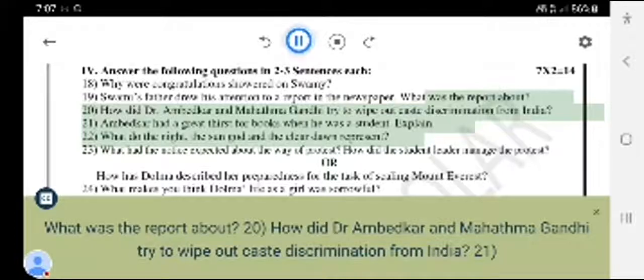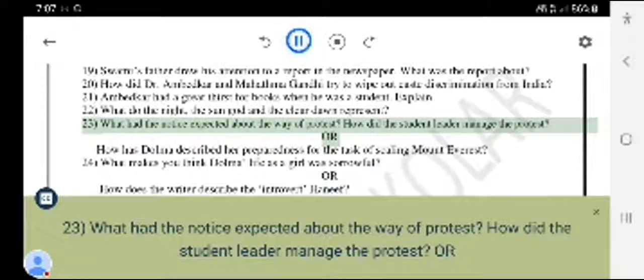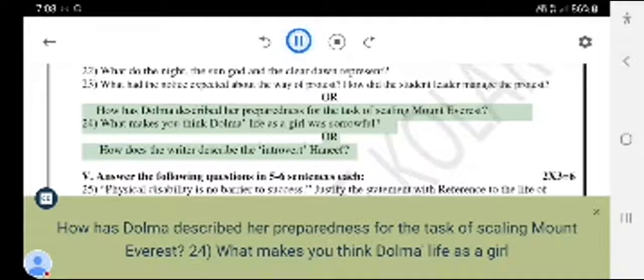21. Ambedkar had a great thirst for books when he was a student. Explain. 22. What do the night, the sun god and the clear dawn represent? 23. What had the notice expected about the way of protest? How did the student leader manage the protest? OR How has Dolma described her preparedness for the task of scaling Mount Everest? 24. What makes you think Dolma's life as a girl was sorrowful? OR How does the writer describe the introvert, Hanif?